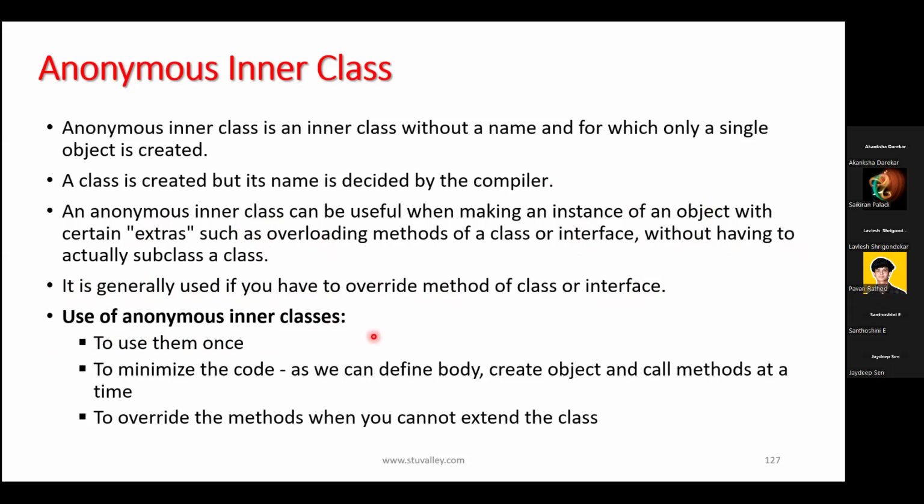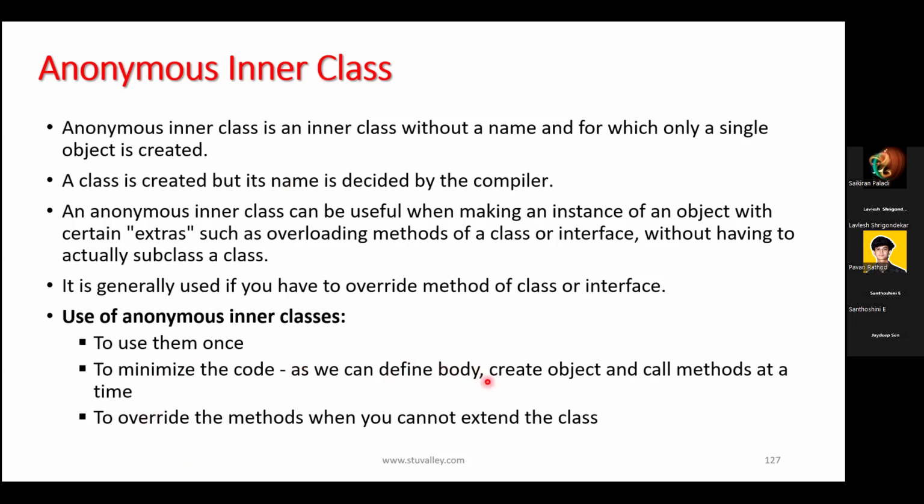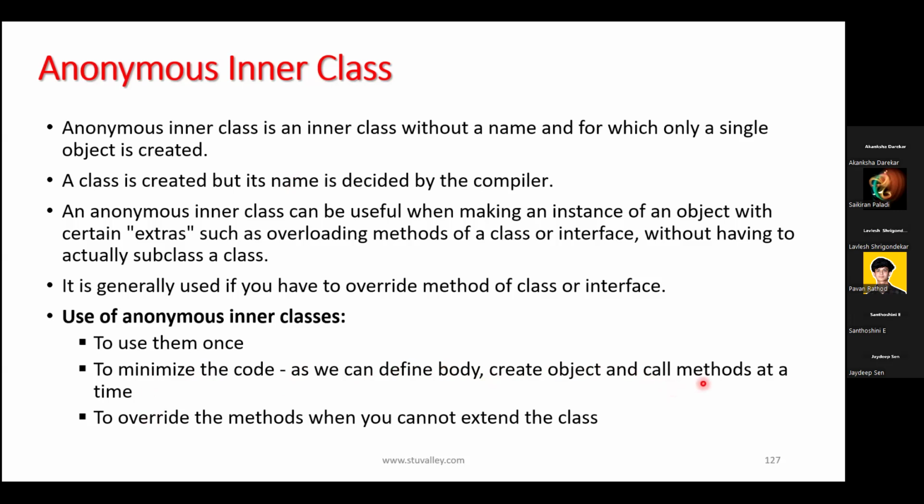So we use anonymous inner classes only once. Only a single object is created for that. To minimize the code, mostly we write anonymous inner classes, as we can define the body, create the object, and call methods at a time. We also use them to override methods when you cannot extend the class. So these are the different functionalities of the anonymous inner class.